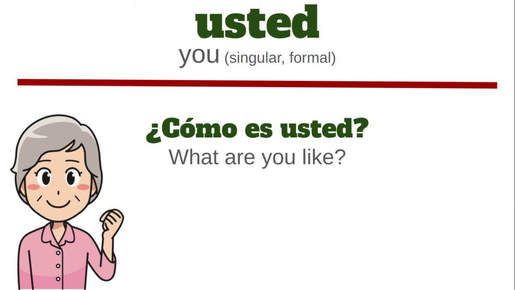Our next example is the word usted, which is the singular formal form of you that we use if we're talking to an older person or to a boss or to someone we call by their last name, or also a person that we don't know very well. Maybe we don't even know their name. We'd probably use usted with them to show a little bit more formality and respect. And so we say, ¿Cómo es usted? What are you like? And in that question, usted is the pronoun.